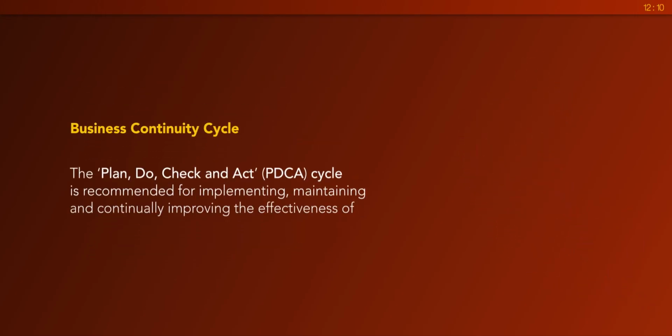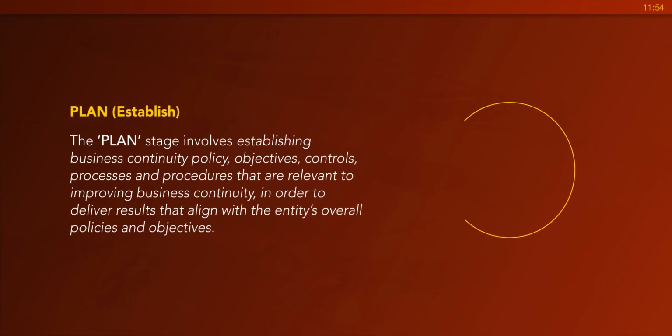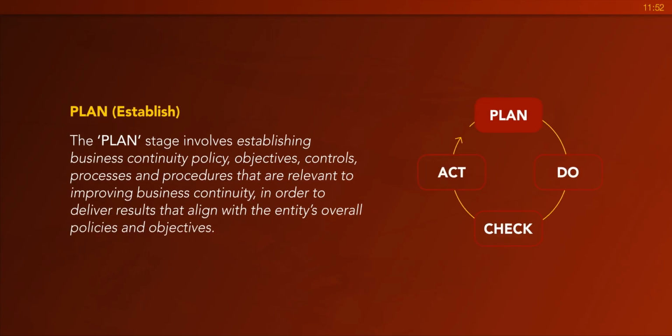Business Continuity Cycle. The Plan, Do, Check, and Act, or PDCA cycle, is recommended for implementing, maintaining, and continually improving the effectiveness of the BCMS. Plan, or establish. The plan stage involves establishing business continuity policy, objectives, controls, processes, and procedures that are relevant to improving business continuity in order to deliver results that align with the entity's overall policies and objectives.